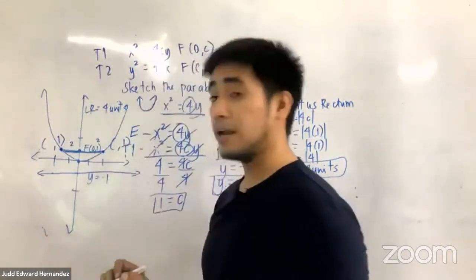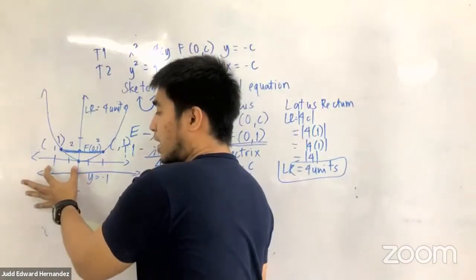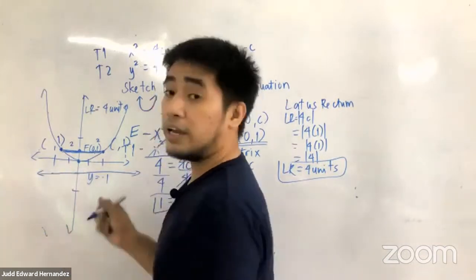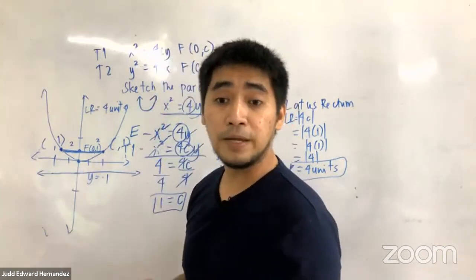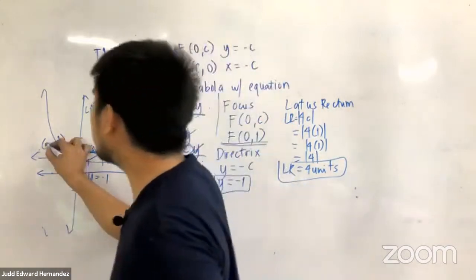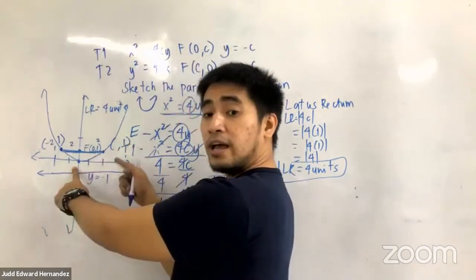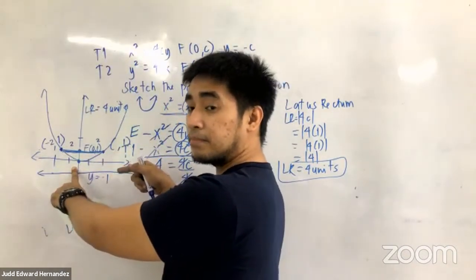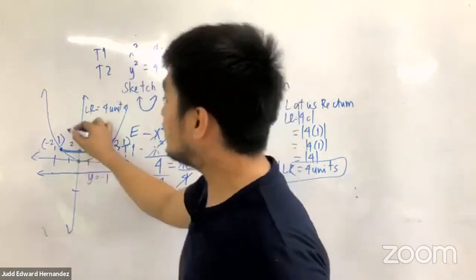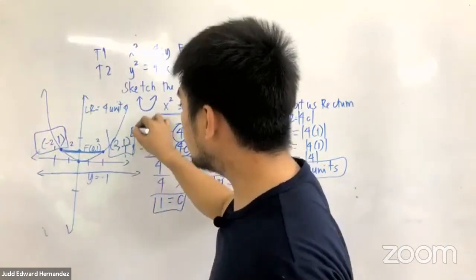At mula dito sa vertex, kung maliwa siya, ilan yung kinaliwa niya? Dalawa. Okay. Yung point ba na yon, positive 2 o negative 2? Negative. Tapos mula sa vertex, kumana naman siya ng ilan? Positive 2. And the endpoints now of the latus rectum is negative 2, 1, and 2, positive 1.